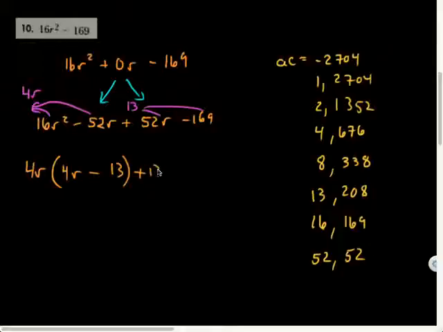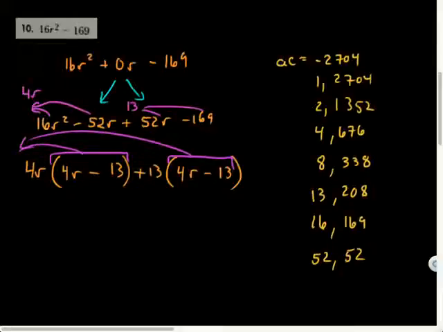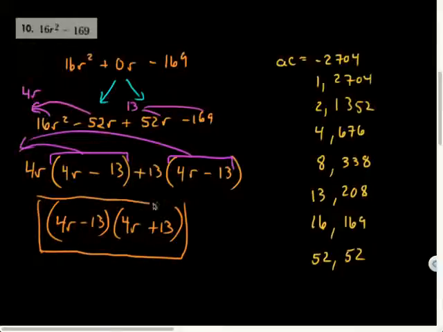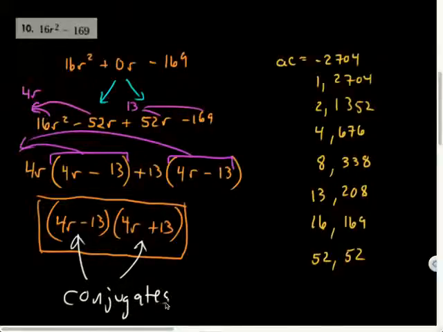Let's see, factor out the 13 here. 13 times what is 52? 4. And I need the r hanging out there. And 13 times what is negative 169? Negative 13. 169 is a perfect square. It's 13 squared. Then I can take this guy and this guy out, right? Because they match, which they had to. And I will have 4r minus 13 outside of a set of parentheses. And what's inside the other set? 4r plus 13. Hey, those are almost the same. They're almost opposites. What are those? Starts with a C. Conjugates.